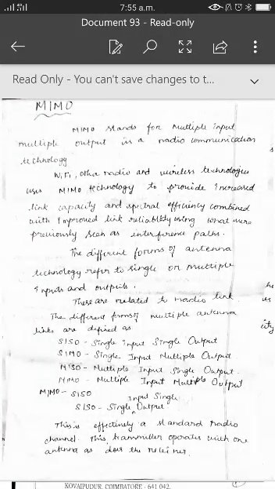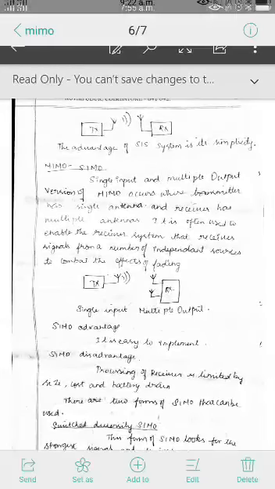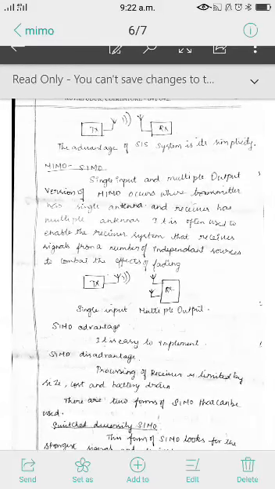The first configuration is single input and single output. Here you will have only one transmitter and only one receiver. This is the typical diagrammatic representation. You can see one transmitter with one receiver. This type of system is simple, but nowadays it's not applicable and not much recommended, though it was used in previous cases.